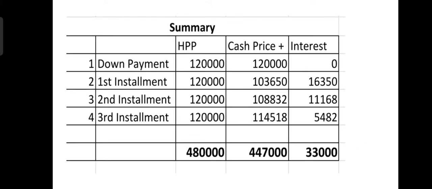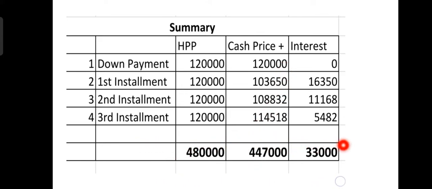So here, in the hire purchase price, we are paying 1,20,000 as down payment, and that is part of the cash price. On that down payment we should not calculate interest. Then the first installment amount is also 1,20,000. Out of that, 16,350 is the interest we calculated in the table, and the balancing figure 1,03,650 is the cash price. In the second installment the interest amount is 11,168 and the balance cash price is 1,08,832. In the third installment, 5,482 is the interest balancing figure we calculated, and if you deduct 5,482 from 1,20,000 you will get 1,14,518. This is part of the cash price.